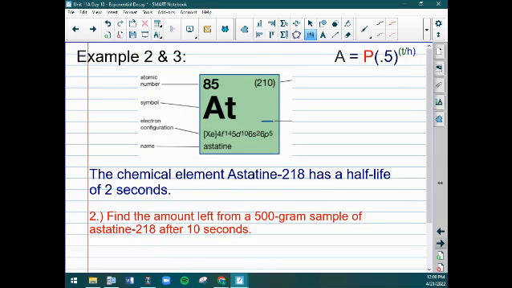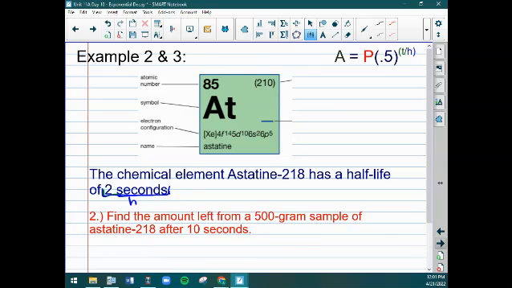Okay, so here's an example. I've got some chemical element, astatine 218, and it has a half-life of 2 seconds. So I want to remember 2 seconds. That is my H, my half-life time. So all the other things that I need to be doing also must be in seconds, okay?